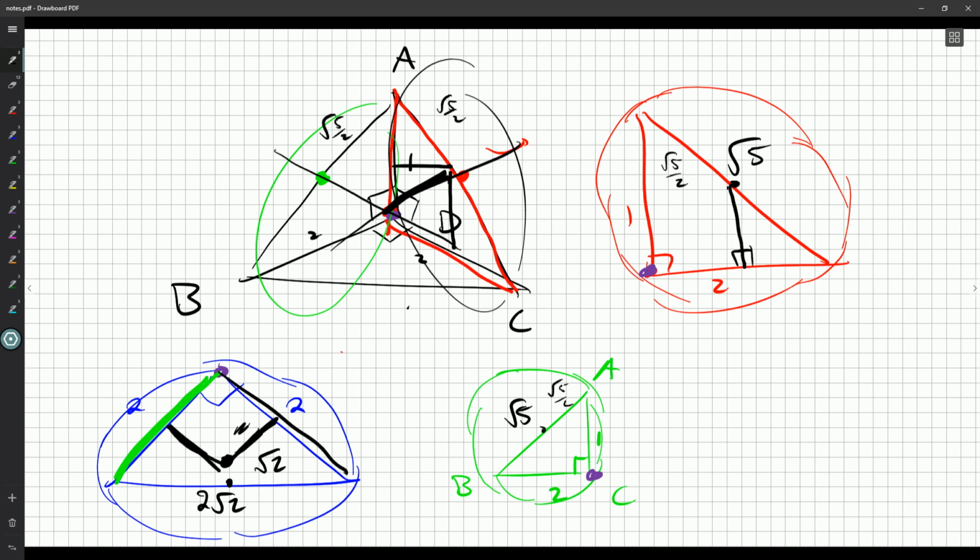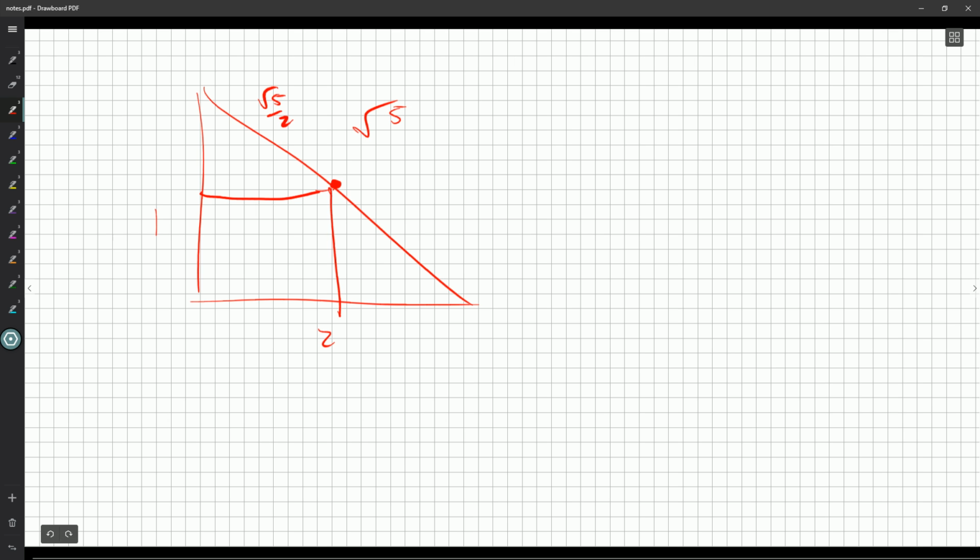Okay, so we'll go with this red circle, or red triangle. 2, 1, root 5, but the center here is going to be, by each of these halves, root 5 over 2. If we drop a perpendicular, we get a whole bunch of similar triangles. So we're going to have a ratio of 1 to, so we'll have a 1/2 and a 1 and a 1 and a 1/2 here. Okay.